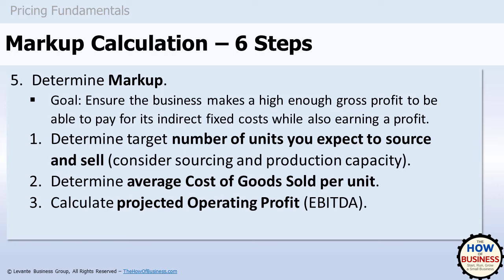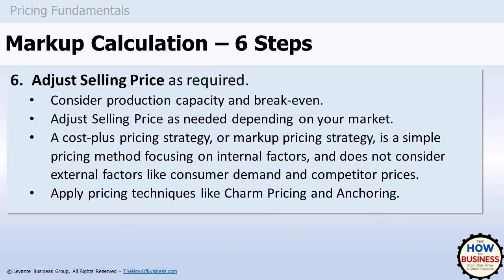So in determining your markup, which is step 5, you've got to determine what your capacity is, what your output can be. You're going to determine your average cost of goods sold per unit, and then you're going to calculate what operating profit that would generate for you after you cover your overhead or your indirect cost. And then step 6 is to adjust, continue to adjust initially and ongoing.